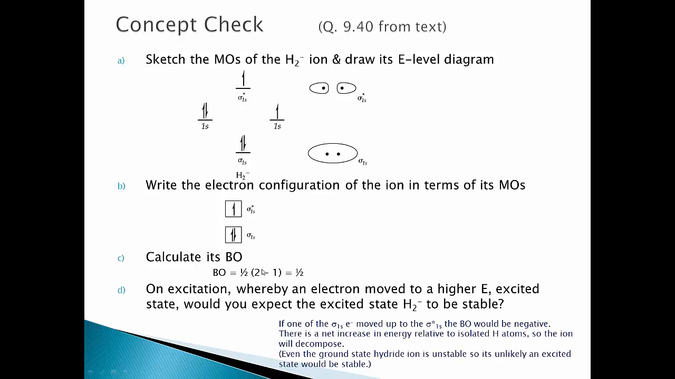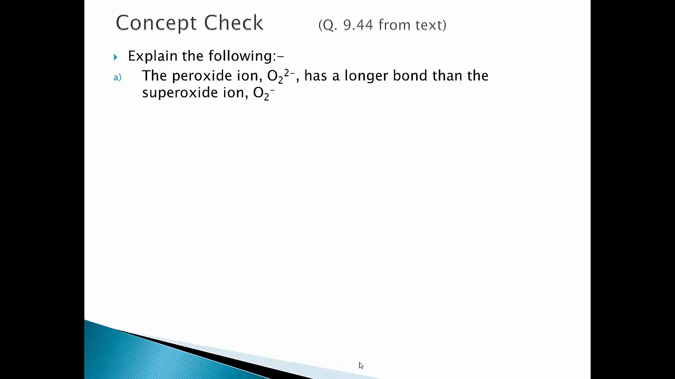Okay, if we get excitation, we would have this one moving up to the next one, and then we would have 1 minus 2. So it would be unstable because the bond order wouldn't be good, because we'd have 1 minus 2, which gives us minus 1. Okay, so we get a negative value, so it wouldn't be likely. Okay, so let's have a look at another one.